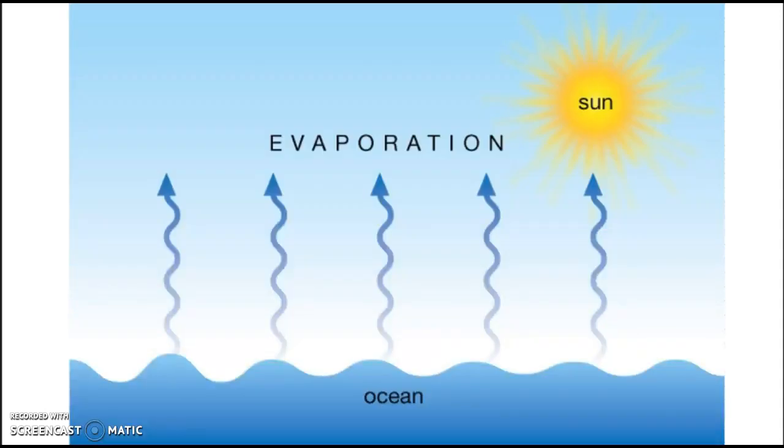Evaporation is when the sun heats up the water on the Earth's surface, like the rivers, lakes, or oceans, and it turns this water into a vapor or a steam. The water vapor or steam leaves the rivers, lakes, or ocean, and then it goes back into the air.